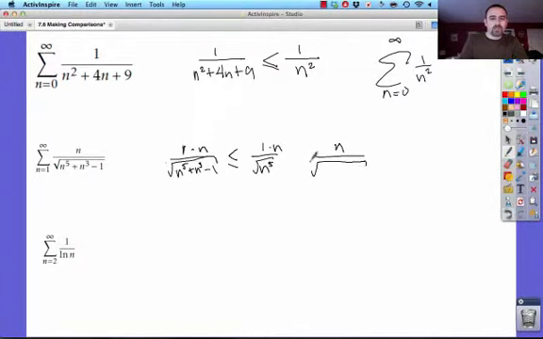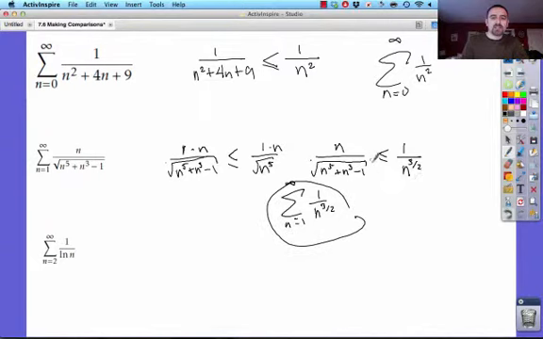So this is what I have. n over the square root of n to the fifth plus n cubed minus 1 is less than or equal to n to the first divided by n to the 5 halves. I can write this as 1 over n to the 5 halves minus 1, which is n to the 3 halves. Now this series will converge since 3 halves is bigger than 1. Since this converges and this sequence dominates this sequence, our original series converges.